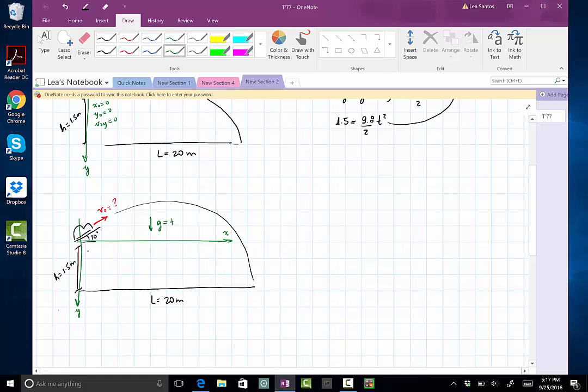What else do I have? My initial position in the x and in the y direction are 0. My initial velocity, that's what I have to be very careful now. My initial velocity in the y direction is not 0, and according to the frame that I chose, it is negative. Okay, so this is something we have to keep in mind when we use the equation.